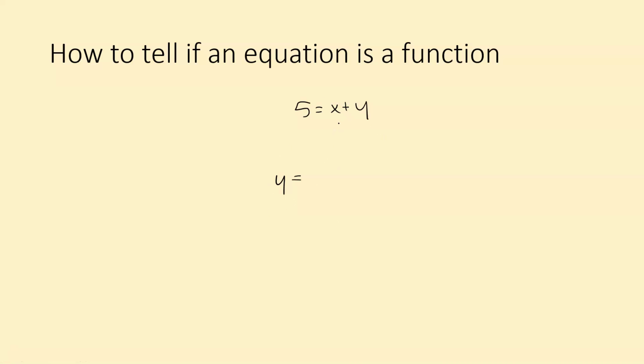So for this one, what I would do is I would subtract x on both sides. So then I'd have negative x plus 5 equals y, and then I would just rewrite the equation with y by itself on the left side. So y equals negative x plus 5. So anytime you can solve your equation and just have y by itself on one side, that means that no matter what you plug in for x, you will just have this one output.